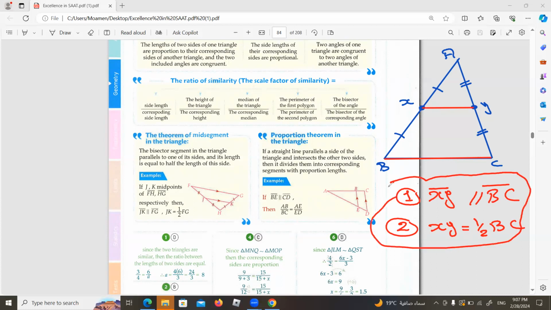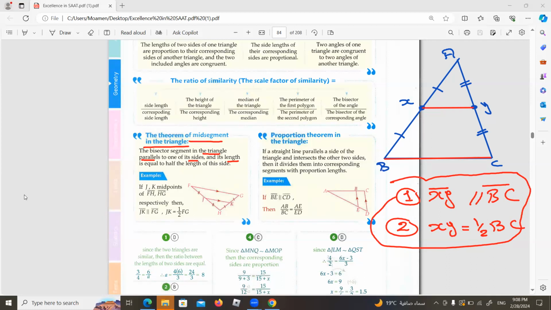The theorem said that the line that joins the two midpoints of two sides is equal to half the length of the third side and parallel to it. Half the length of the third side and parallel to it. Okay, so I can say that the segment which joins the midpoints of two sides is parallel to the third side, and its length is equal to half the length of this side. So this is called the mid-segment theorem.